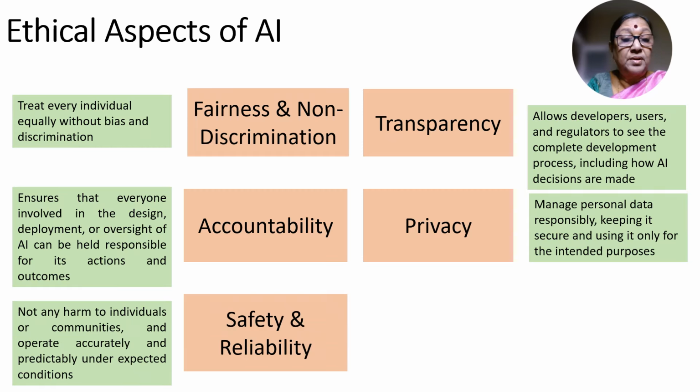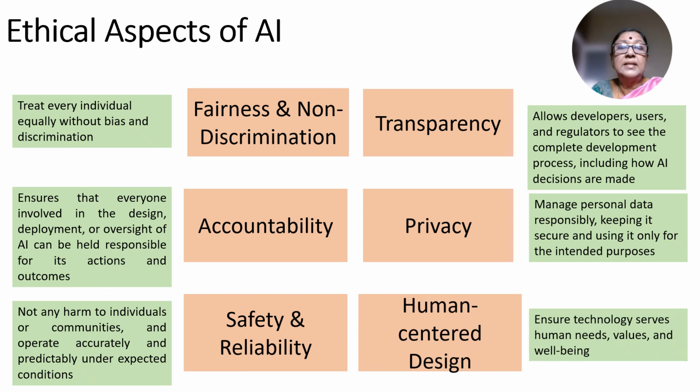So privacy is important. Next comes safety and reliability. It should not cause any harm to individuals or to communities, and it should operate accurately in any scenario, even if it's an unexpected scenario. So safety and reliability are again important.